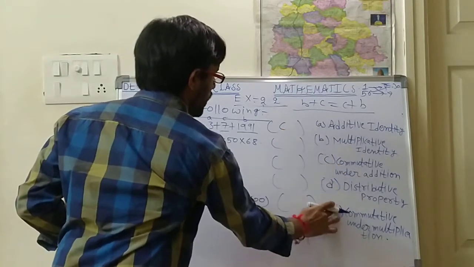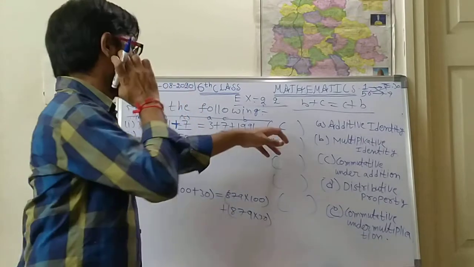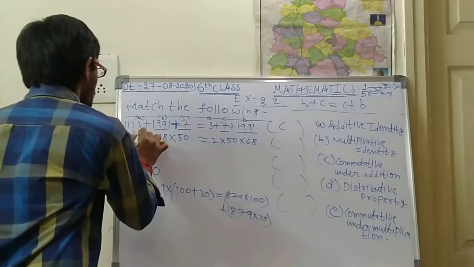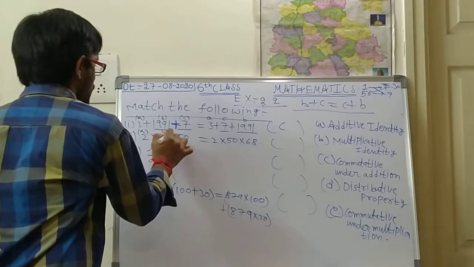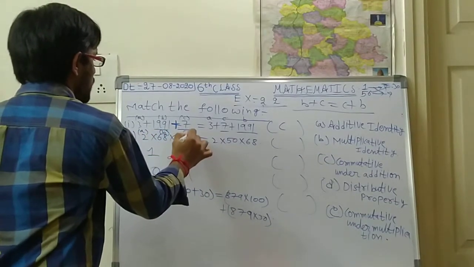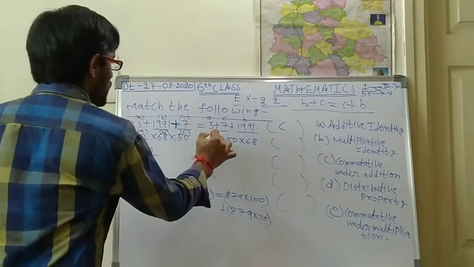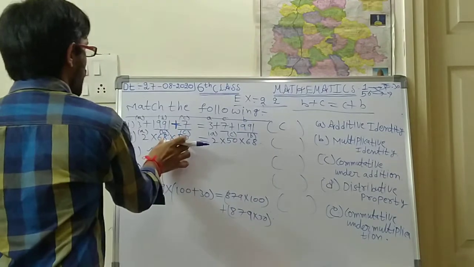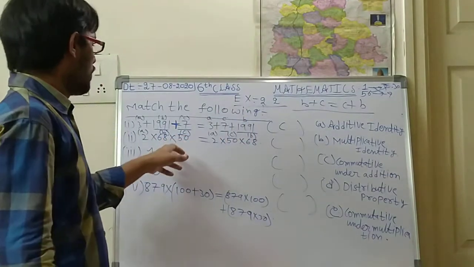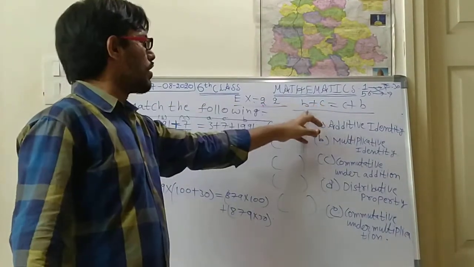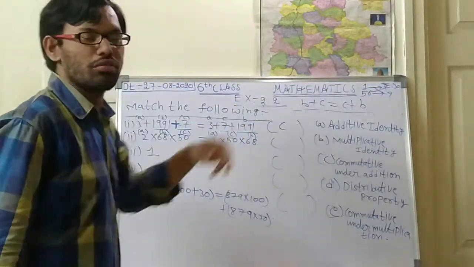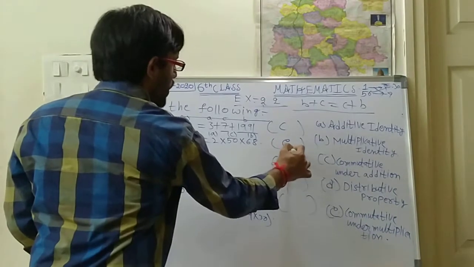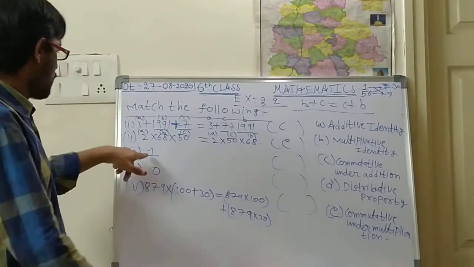Next here, A into B into C. Assume that 2 is A, 68 is B, 50 is C. So 2 is A, 50 is C, 68 is B. Here also same, B into C, C into B. Instead of plus, the multiplication symbol is there. So commutative property under multiplication. So answer is E.